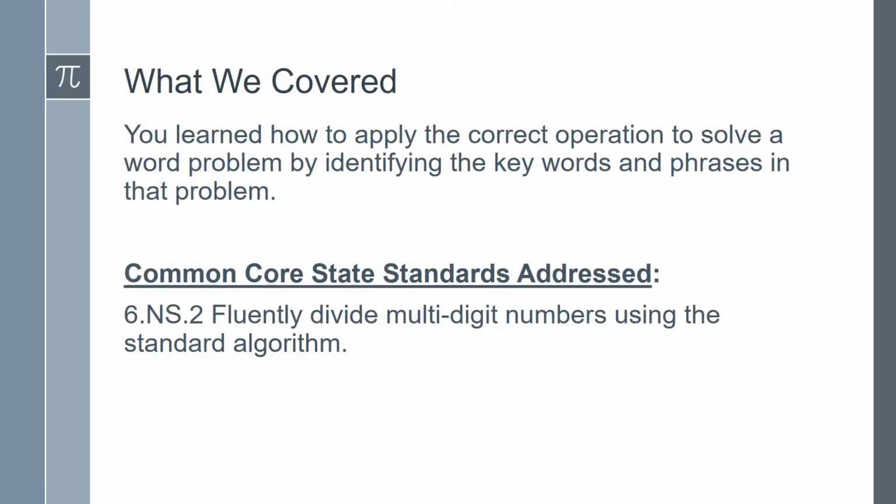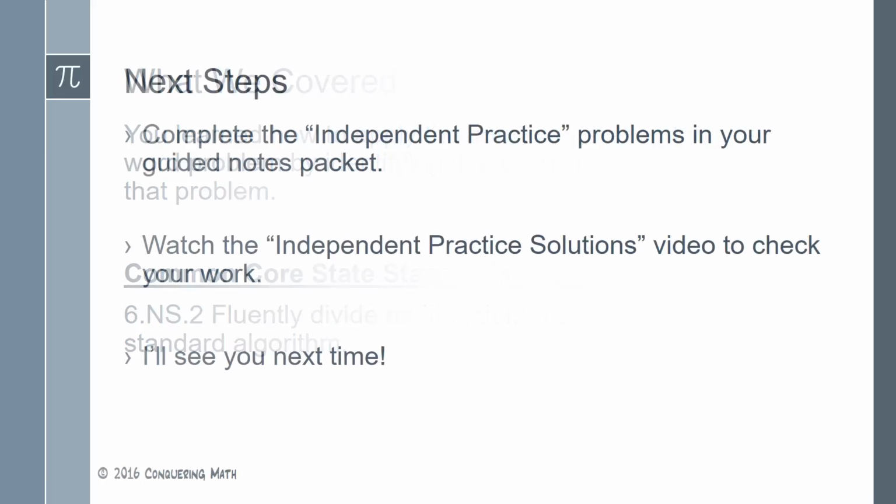Today you learned how to apply the correct operation to solve a word problem by identifying the key words and phrases in that problem. The Common Core State Standard today was 6.NS.2. Now that you are familiar with these techniques, complete the independent practice problems in your guided notes packet. Then watch the independent practice solutions video to check your work.